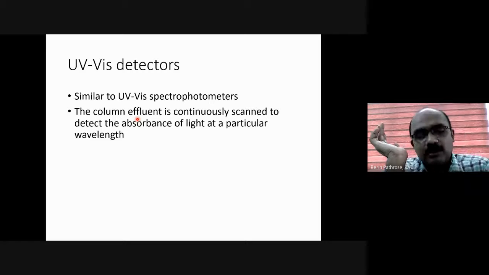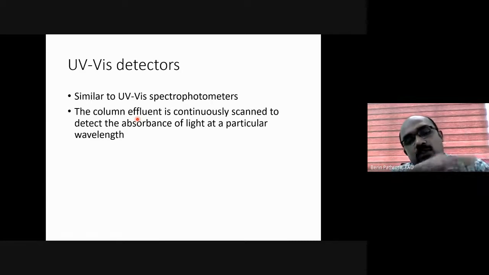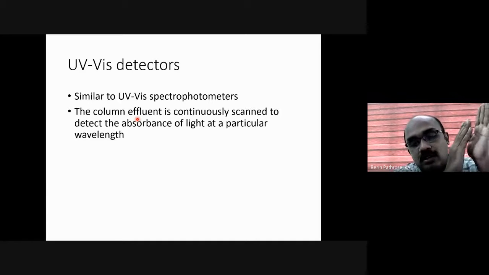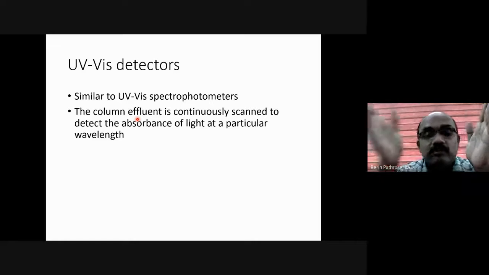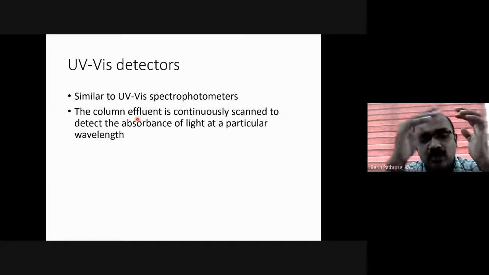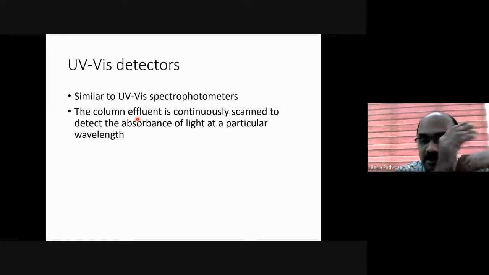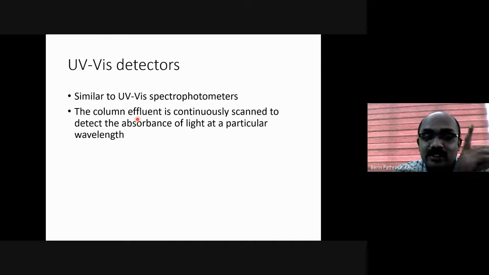So that is nothing but a UV visible spectrophotometer, wherein the samples coming out of the column will be scanned at a particular wavelength. Almost all the compounds will have an absorbance at a particular wavelength. If we know that, then we can scan it. This will work only if the compound is colored.